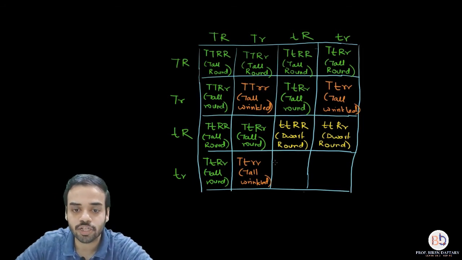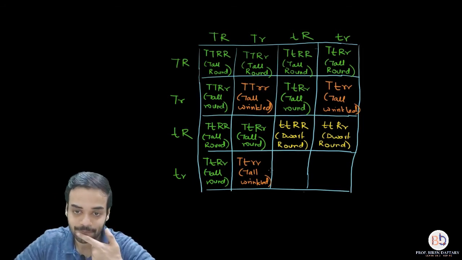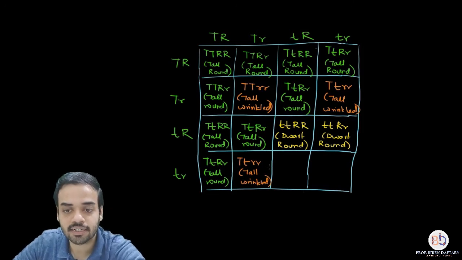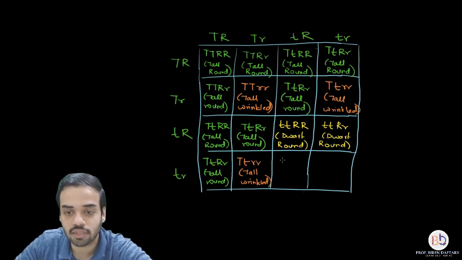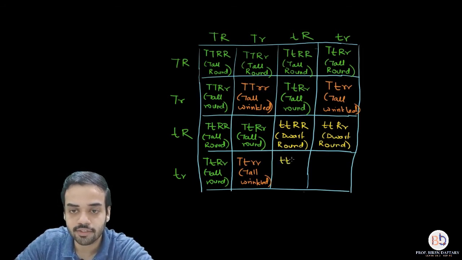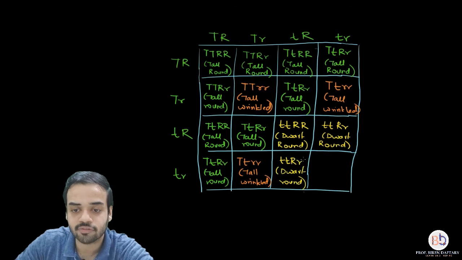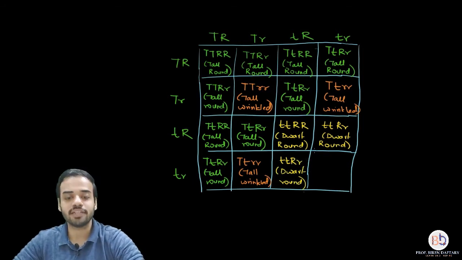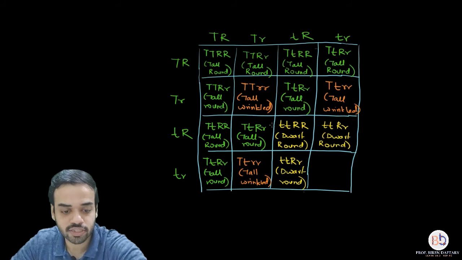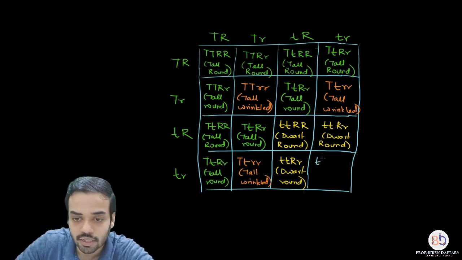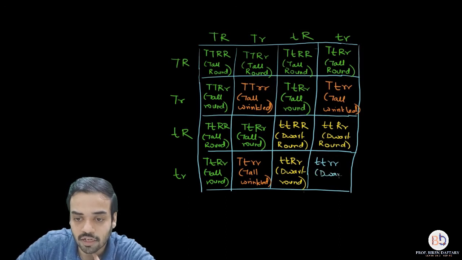Then the next is going to be again small t, and that is going to be a dwarf and round plant. So yellow color, small t, capital R, small r, so that is dwarf and round. So we have got 3 dwarf round phenotypes as well, and the last one is going to be everything recessive. So for this we will be using the blue color, and that is going to be dwarf and wrinkled. Please remember this, and this is the only dwarf and wrinkled plant which we have got.